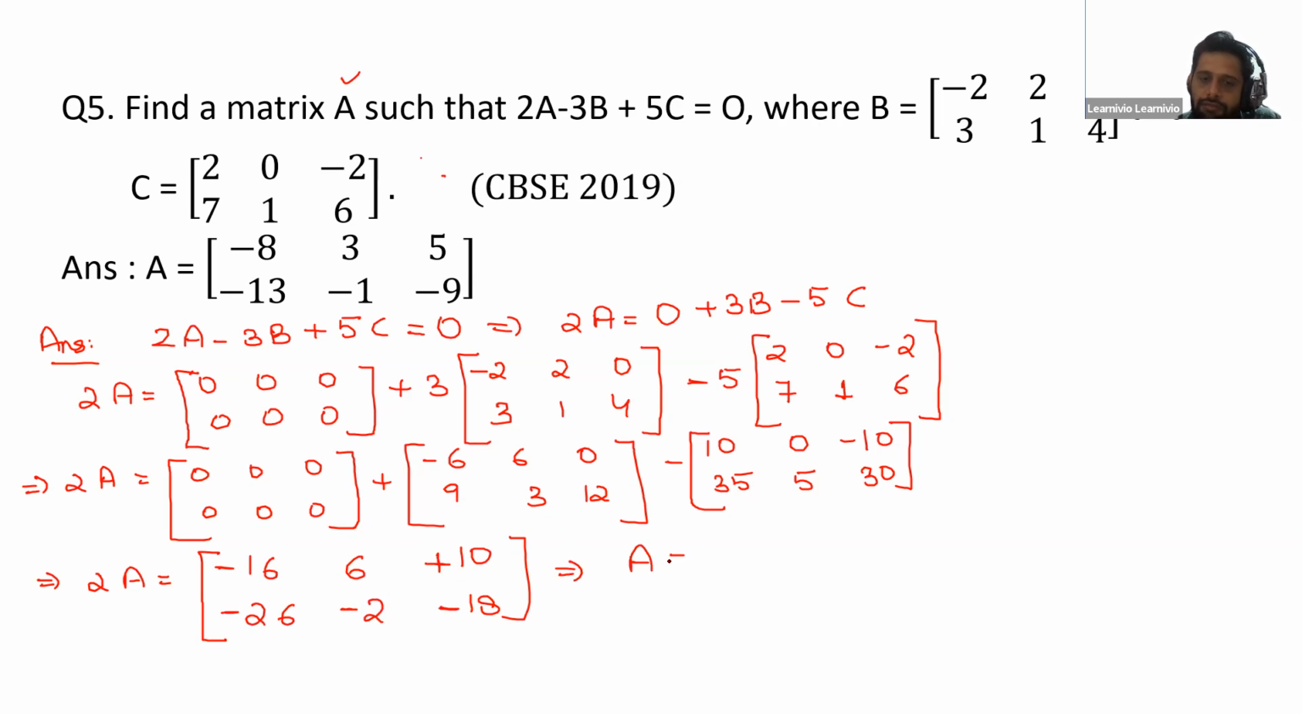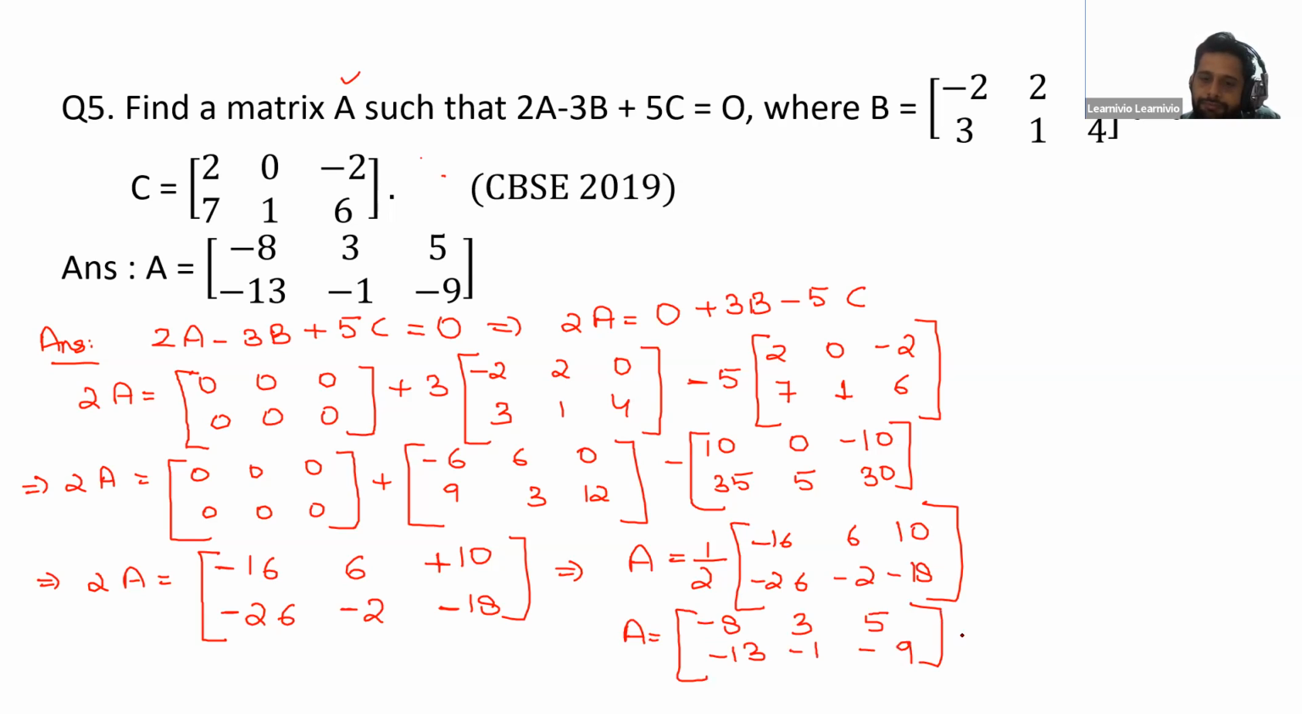Okay, so to find the value of A, this 2 will be shifted to the right side and we will get minus 16, 6, 10. This is minus 26, minus 2, and minus 18. And here we will get A is equal to, divide this with 2, you will get minus 8, 3, 5, minus 13, minus 1, and minus 1. Okay. Zephyr, is this clear now? Okay. So shall we start the next question, Zephyr?